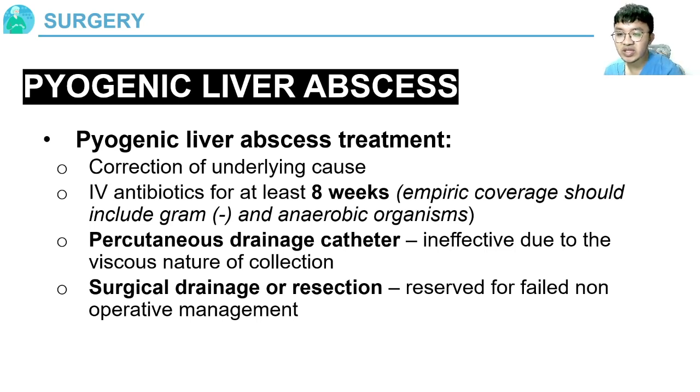You can do a percutaneous drainage catheter. However, this is sometimes ineffective due to the viscous nature of the collection. So if there is failure of non-operative management, you can do surgical drainage or resection.